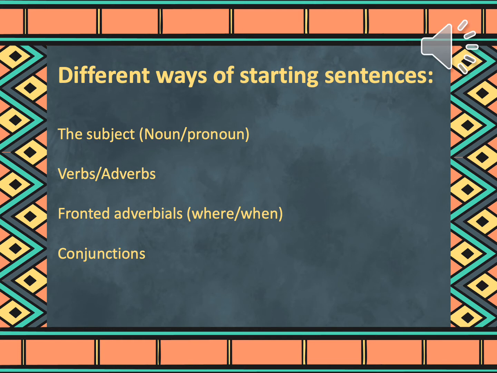You might start it with a verb or an adverb, like we've practiced earlier in this session. You might use a fronted adverbial. You might tell me when or where something was happening. Or you might start it with a conjunction, like we've just practiced again. Okay, so really be thinking today about what different sentence starters could you use. We need to be seeing a variety of different ones.